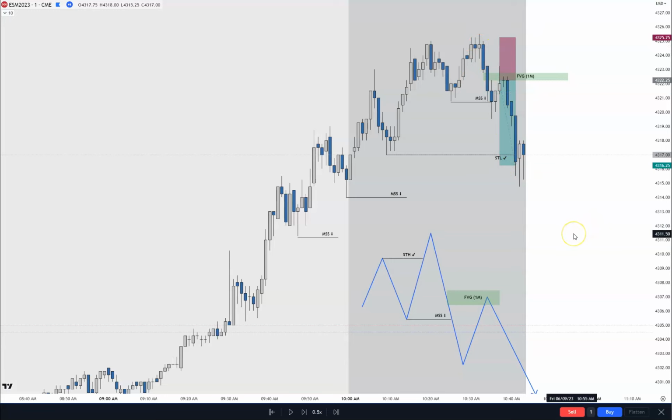So I hope that clears it up. I know it's been a long video, but I wanted to at least show you how I see market structure shifts, how to avoid taking the wrong swing low as a market structure shift.